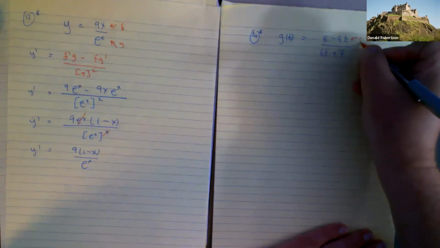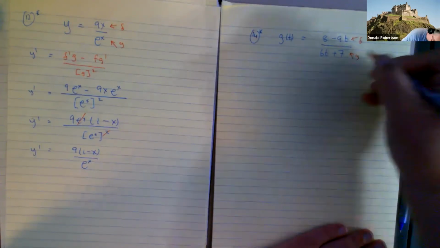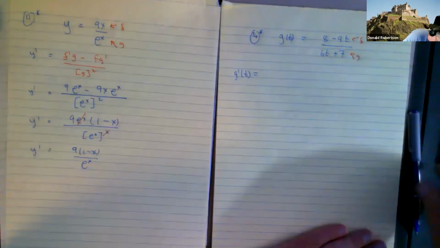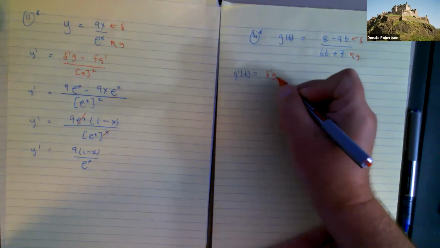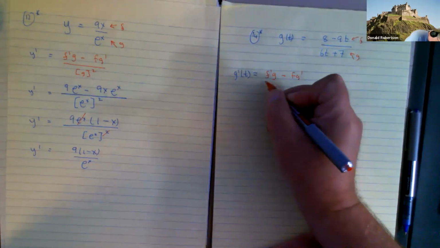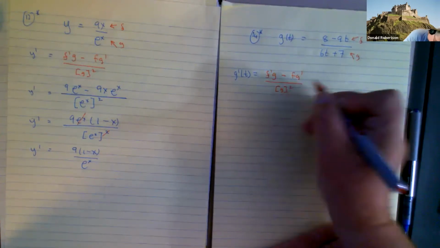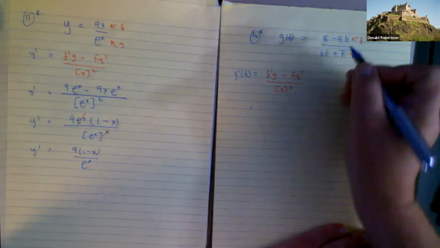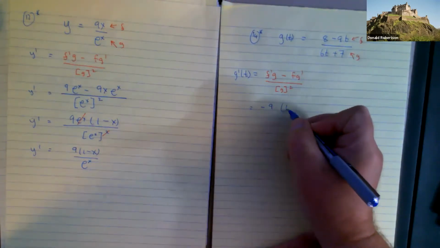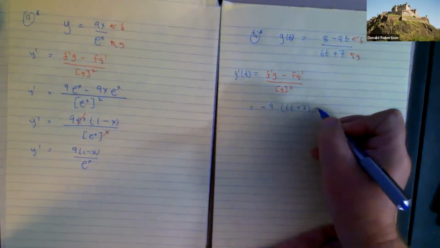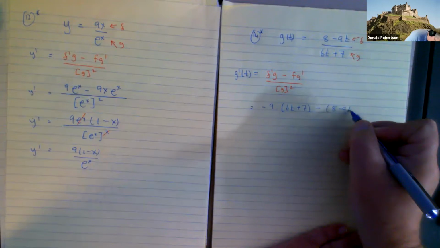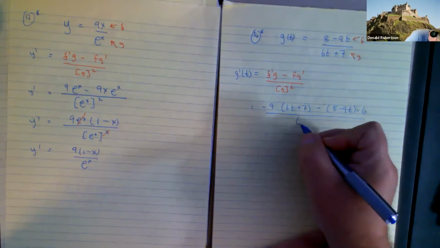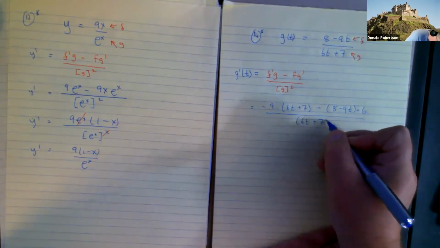So the top is f, the bottom is g, and the derivative is f dash g take away f of g dashed, all over g squared. Differentiate 8 minus 9t, just gets you the number -9. We'll leave the bottom alone. Leave the top alone, times the derivative of the bottom, which is just 6. All over 6t plus 7 squared.